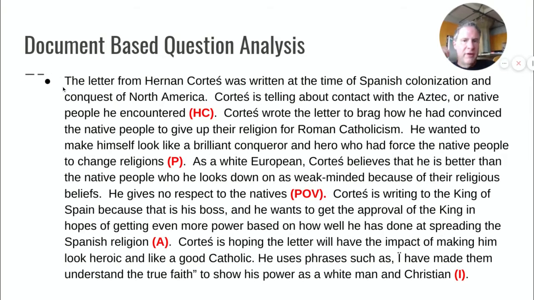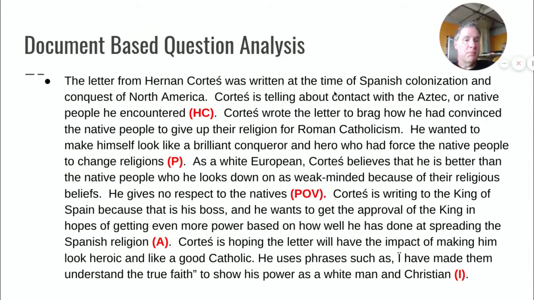So we're going to start off with our historical content. The letter from Hernan Cortez was written at the time of Spanish colonization and conquest of North America. So I'm setting the scene. This is when the Spanish came over. Cortez is telling about contact with the Aztec or native people that he encountered. So we're getting down to this contact aspect of Spanish colonization. The second sentence is going a little bit more in depth. The first one's talking about Spanish colonization as a broad concept. The second one's saying specifically they're talking about contact between the people here.